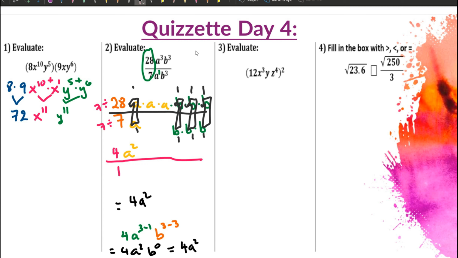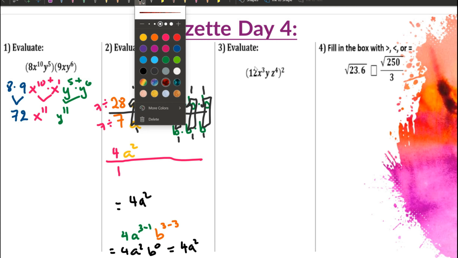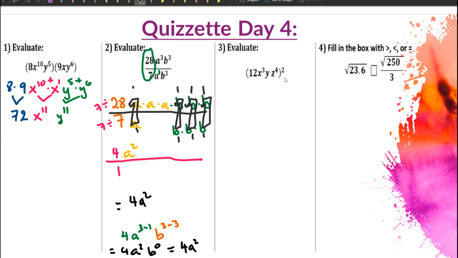Okay. Number 3, you have 12x to the third power, y, z to the fourth power, raised to the second power. So we have to use the power rule to distribute the power. 12 to the first power, x to the third power, y to the first power, and z to the fourth power. So we distribute 2 into the parenthesis. So distribute power to power. That will be 12 squared, x to the 6th, y to the 2nd, and z to the 8th. Okay. We multiply power to power.